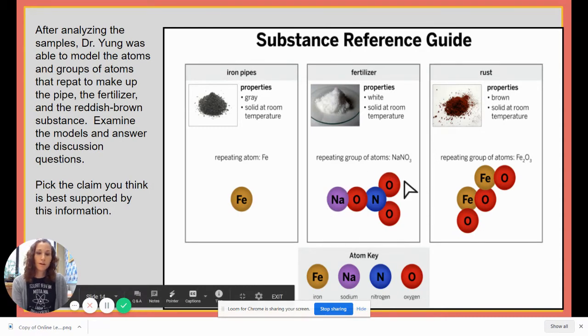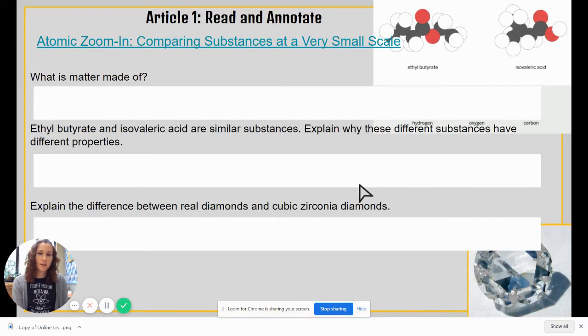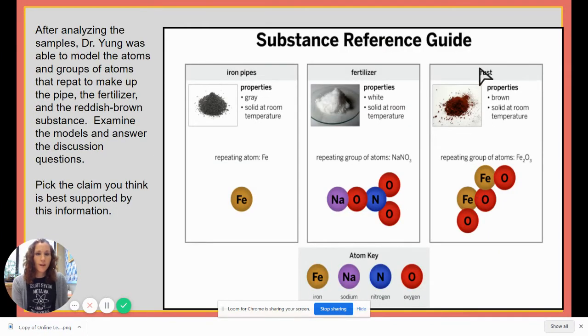So several of these NaNO3 molecules right here, okay, that's sodium nitrate. And then the rust, which we now find is in the water. So it's rust, a completely new substance, which is made up of iron oxide. So 2 iron atoms and 3 oxygen atoms is what's in the water. Okay, so it's this whole new substance.